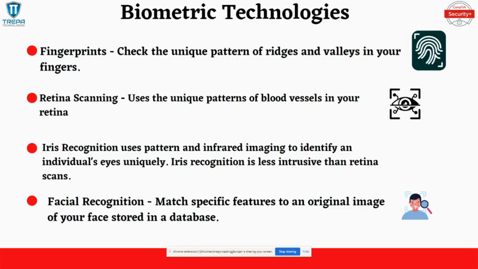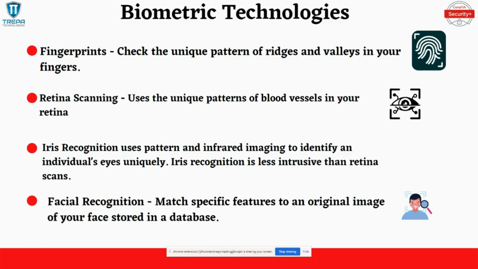So fingerprint scanning is going to check the unique patterns and ridges and valleys in your fingerprints. Governments have long used fingerprints to identify a person, right? And then we have retina scanning. Retina scanning uses the patterns of blood vessels in your retina. Retina scanning is considered an intrusive form of authentication, but it has a low false positive rate, meaning it's very accurate.